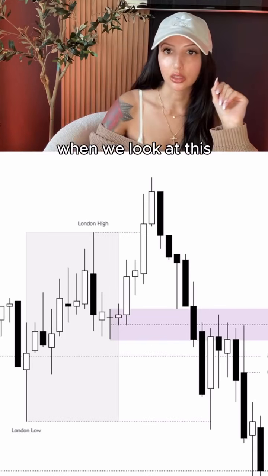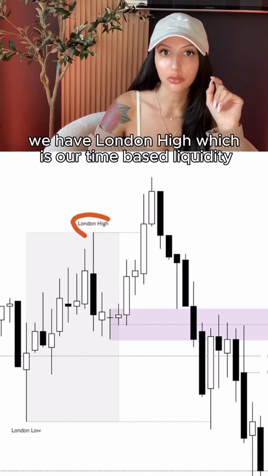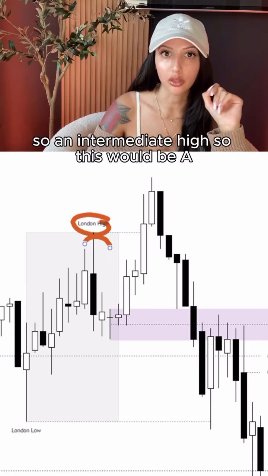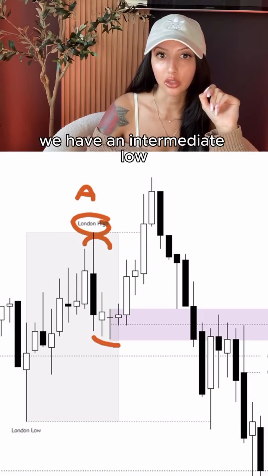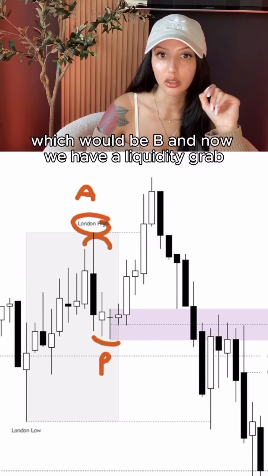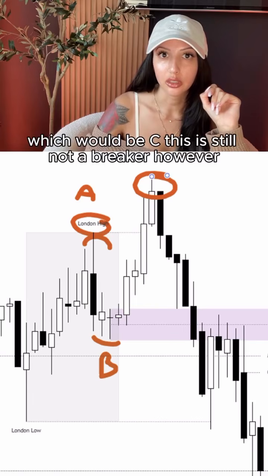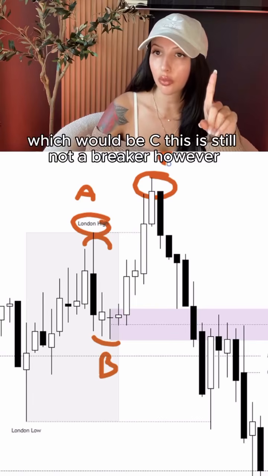When we look at this, we have London high, which is our time-based liquidity. So an intermediate high, so this would be A. We have an intermediate low, which would be B. And now we have a liquidity grab, which would be C. This is still not a breaker.